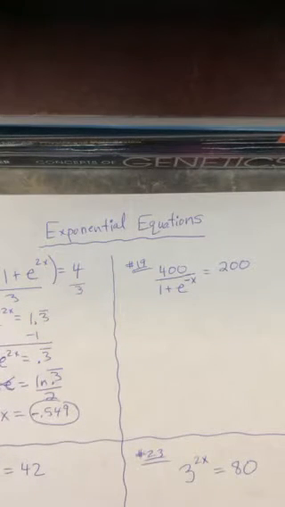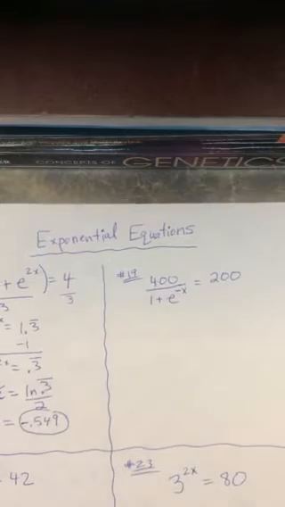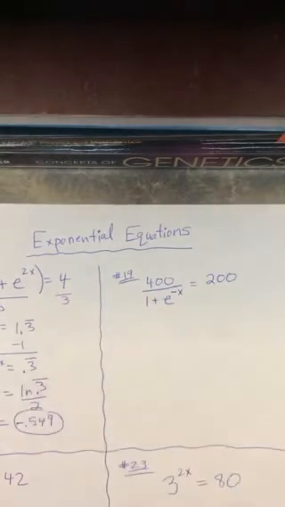Number 2, 400 over 1 plus e to the negative x equals 200. Put that on your paper as number 19 on our worksheet.